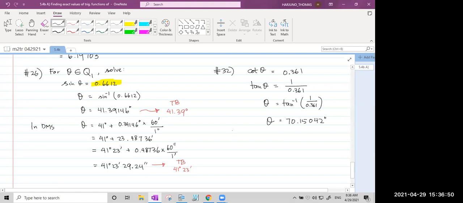Okay, but just to make our textbook happy, suppose we want to make it in DMS, degrees, minutes, seconds, then this will be 70 degrees plus 0.15042 degrees times 60 minutes per 1 degree.